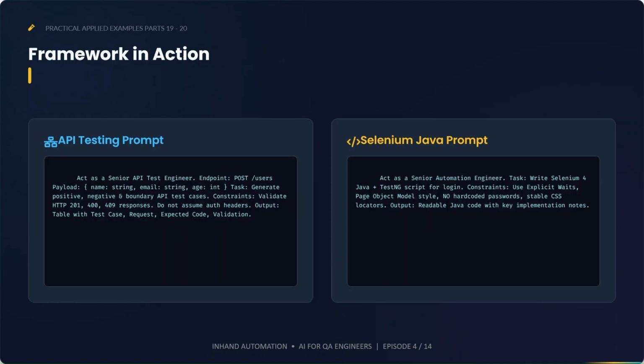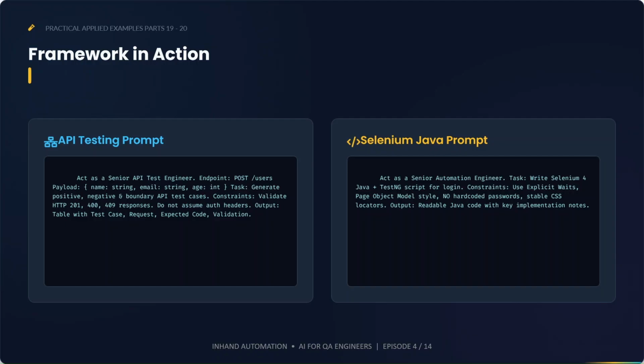Now, let's use the same framework for API testing and see how we can take that framework into action. Earlier, the prompt was "give me an API test case." This was the bad prompt.